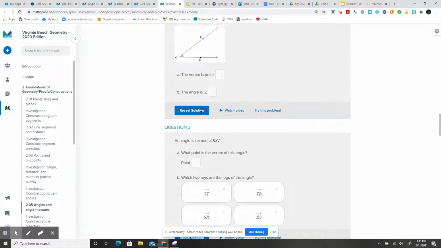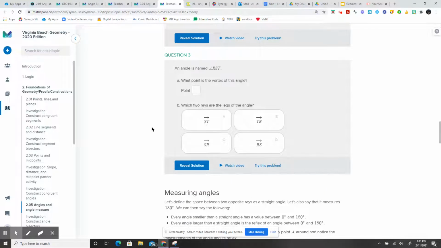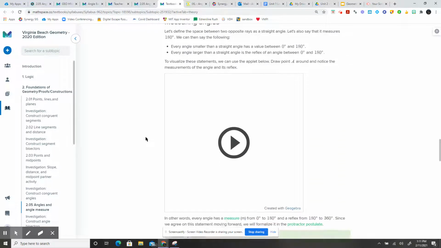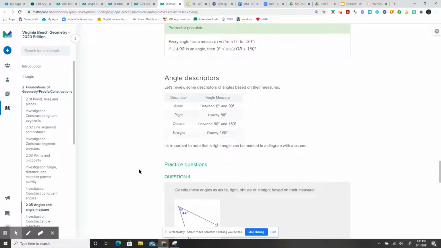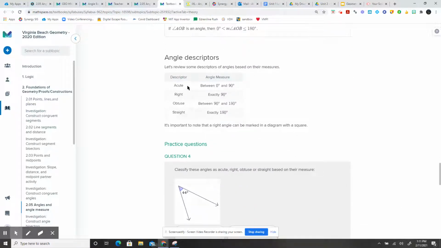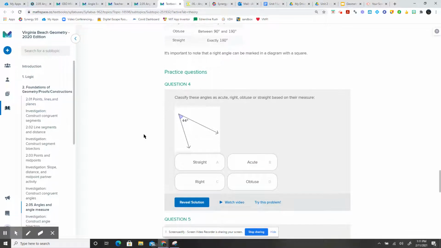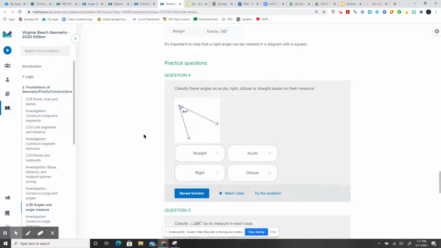So you've got some practice here. Just go through these, do what you can. Don't spend a lot of time on it. You can watch that little applet video. We've got acute angles that are small, right angles that are exactly 90 degrees, obtuse angles that are bigger than 90 degrees, and then straight angles that are exactly 180 degrees. These straight angles are going to become super important in tomorrow's lesson. So you're going to be able to classify angles.